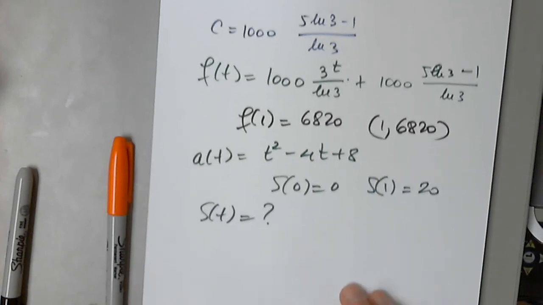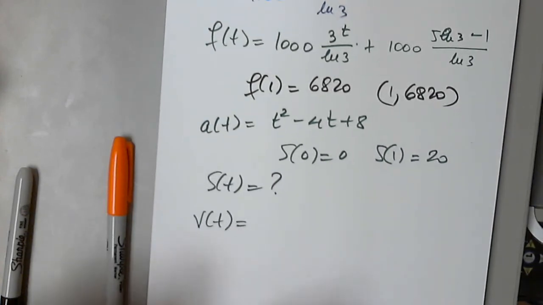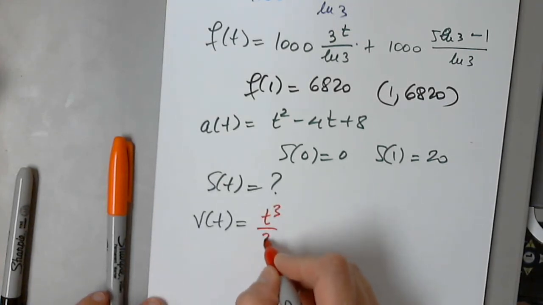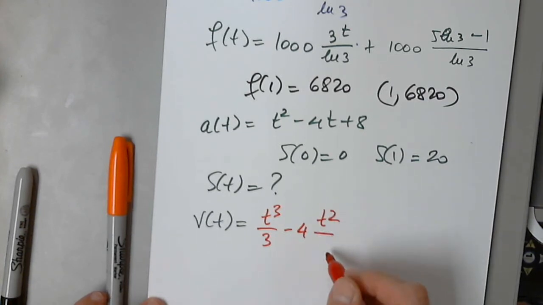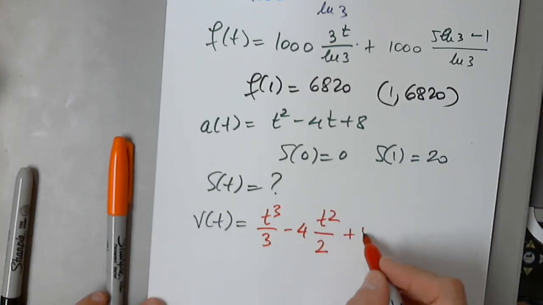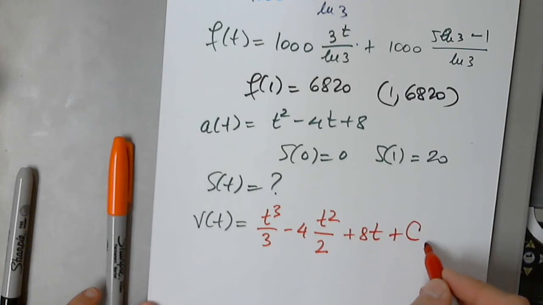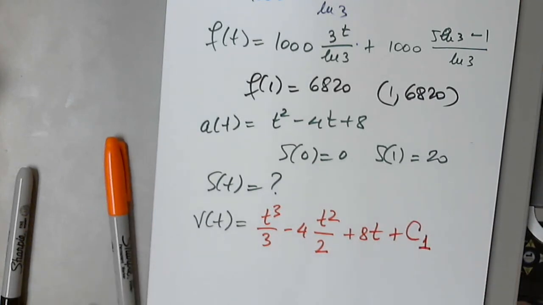So can anyone tell us what to write for the velocity? t cubed over 3. Very good. So it's minus 2t squared plus 8t plus c1. Good. Is this okay? So t cubed over 3 minus 4 times t squared over 2 plus 8t plus c1. Is this okay? Good.